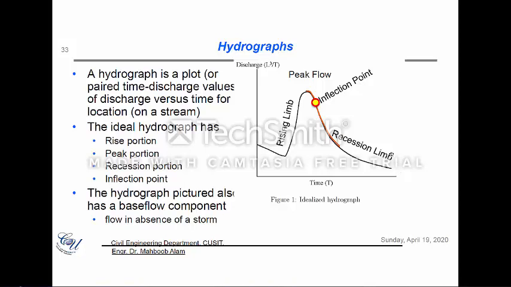Base flow is simply that flow which occurs in the absence of a storm or in the absence of precipitation. So whether there is precipitation or no precipitation, that part always flows in the river. That is called basically the base flow.